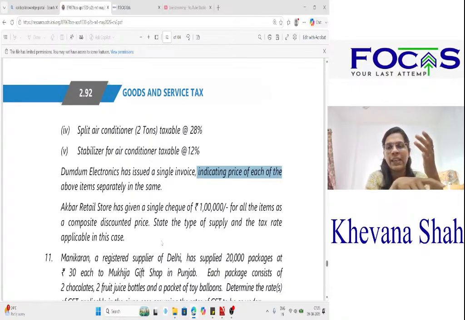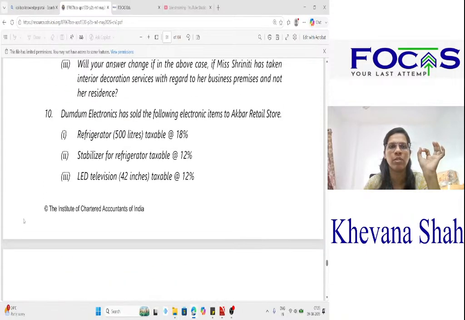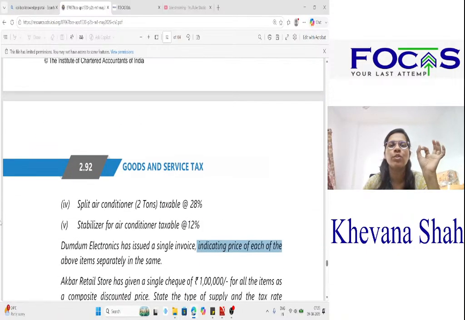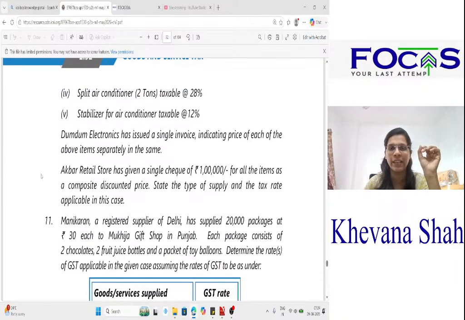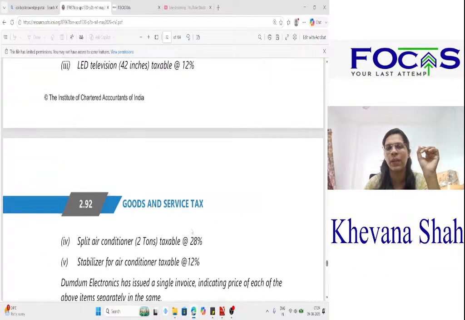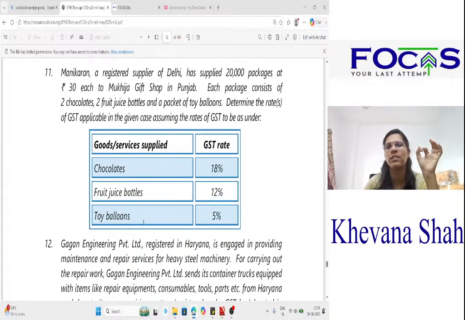Now, in that case, this will be your mixed supply, and now you will find out the highest rate that is applicable amongst these five. So, the highest rate that is applicable is of the split air conditioner at 28%. So, in that case, on the entire value of 1 lakh rupees, you will be applying 28%, considering these as your mixed supply.